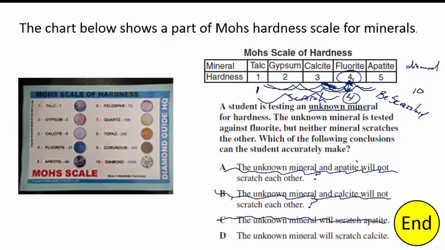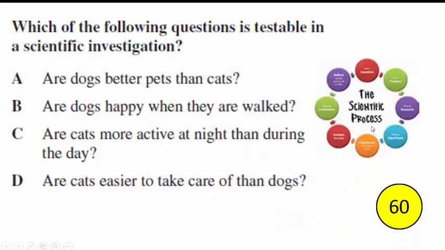Let's see. Unknown mineral will scratch calcite. That is true because it'll scratch everything below it. So our choice, and this was a tough one, letter D. Teachers, if you need a little additional explanation on that one, pause the video. That one was tricky. Next question, 60 seconds. Begin.